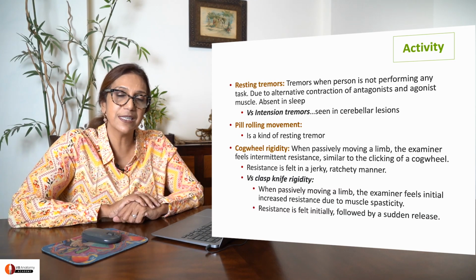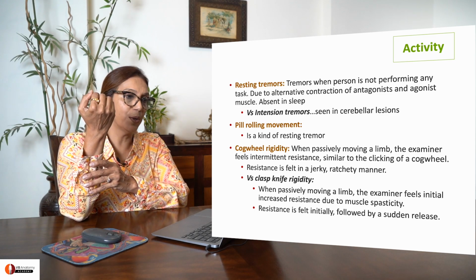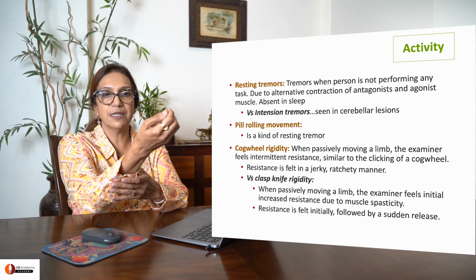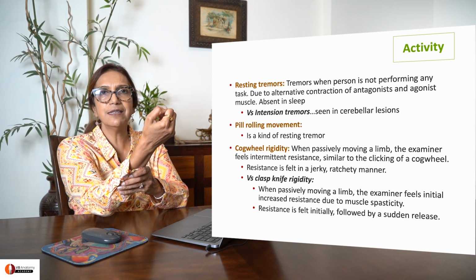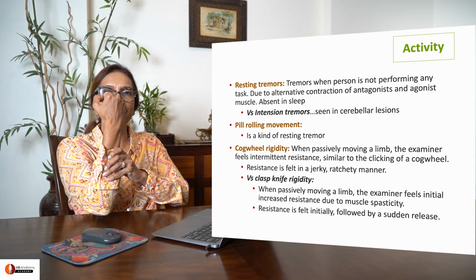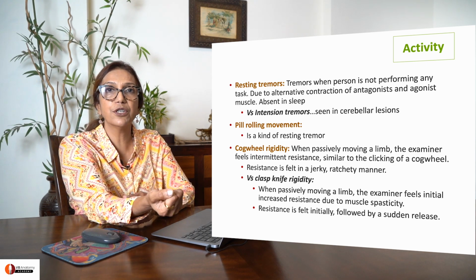Cogwheel rigidity. Now this is very interesting. When you're passively moving the patient's limb, you will find that there is intermittent resistance. So I'm moving the limb, there's resistance and then there is a give. There is resistance and then there is a give. So it's called cogwheel rigidity.